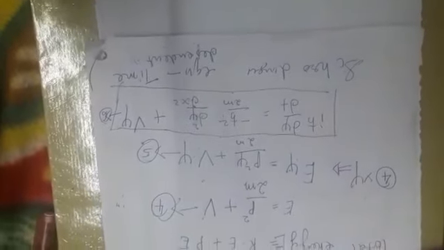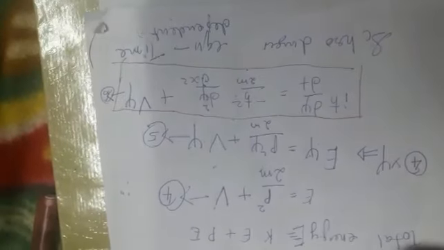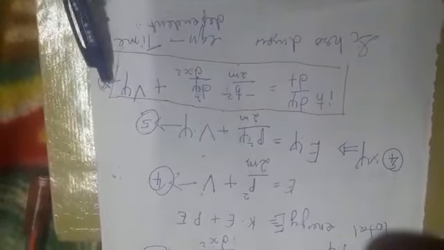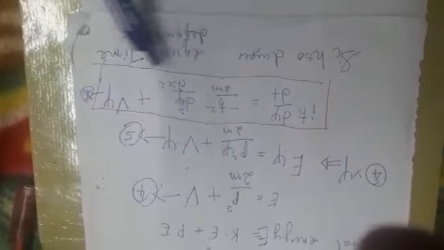We have the time-dependent equation: i ħ ∂ψ/∂t = -ħ²/2m ∂²ψ/∂x² + Vψ. This is the Schrodinger time-dependent equation, considered as equation number 6. Now we are going to derive the next, the time-independent Schrodinger equation.